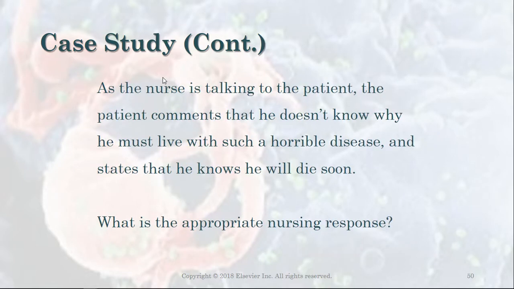As the nurse is talking to the patient, he comments that he does not know why he must live with such a horrible disease and states that he knows he will die soon. What is the appropriate nursing response? In this instance, the nurse should provide therapeutic communication and active listening. The patient should be encouraged to openly express his feelings about the disease. If the patient states that he has thought about taking his own life, it is the responsibility of the nurse to notify the patient's healthcare provider. So we always want to put the patient's safety first.